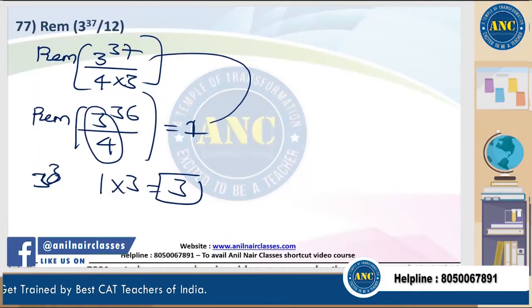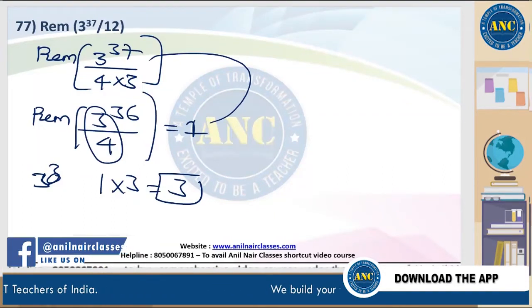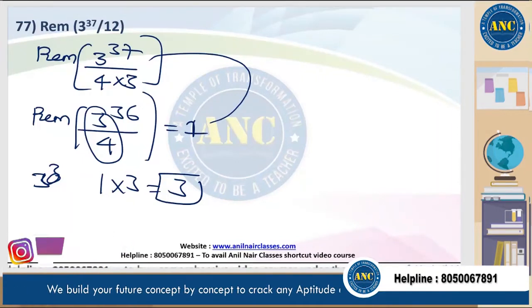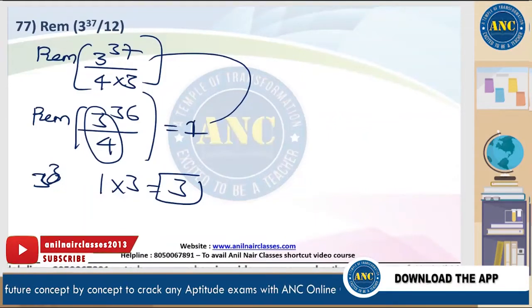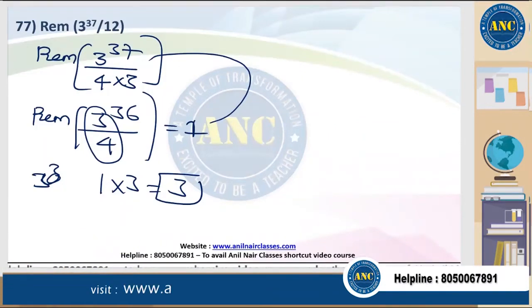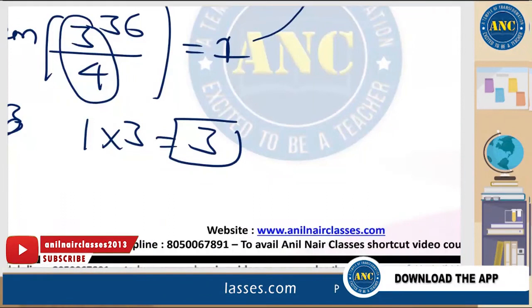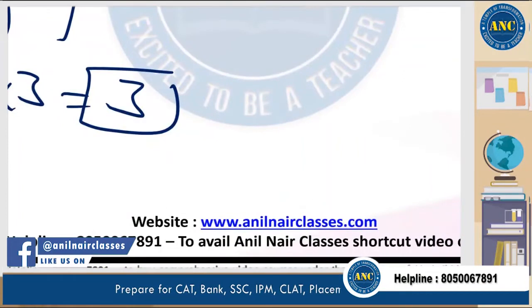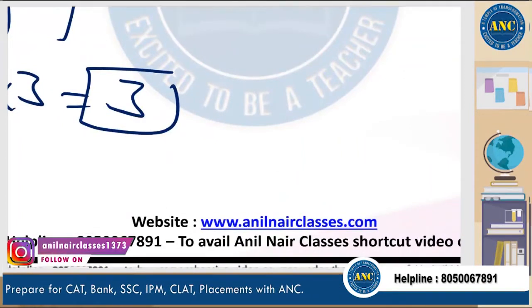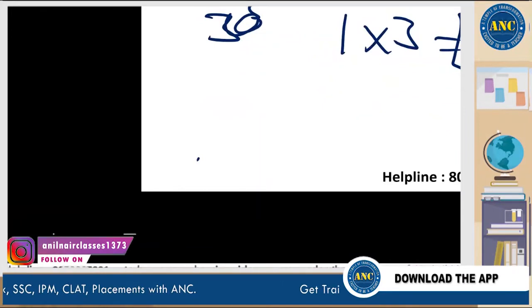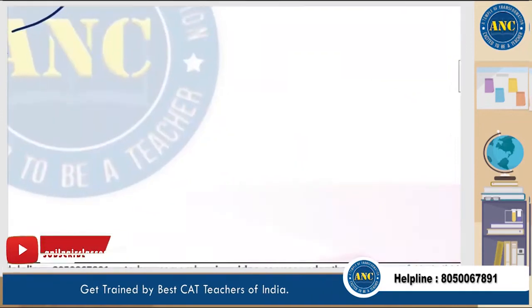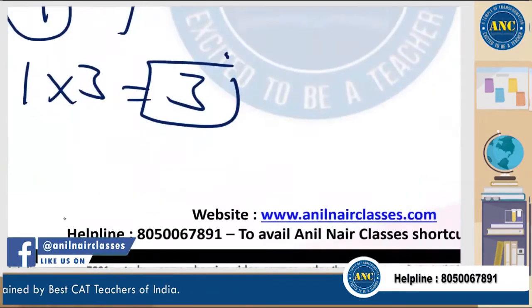3. 77th. 3 power 37 by 12 is 4 into 3, so 3 power 36 by 4. 4 ones are 4 minus 1, 1. 1 is for 3 power 36, but I want for 3 power 37. So multiply by 3. Next. Next question. I hope it is clear.